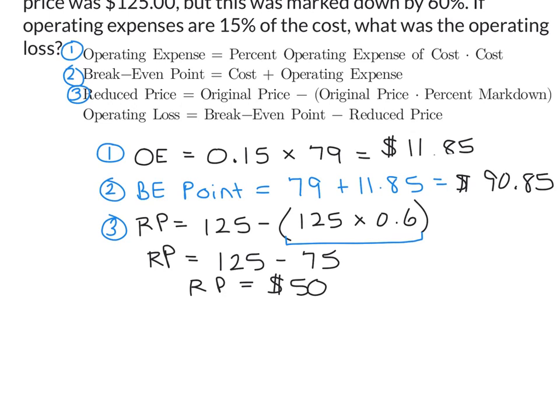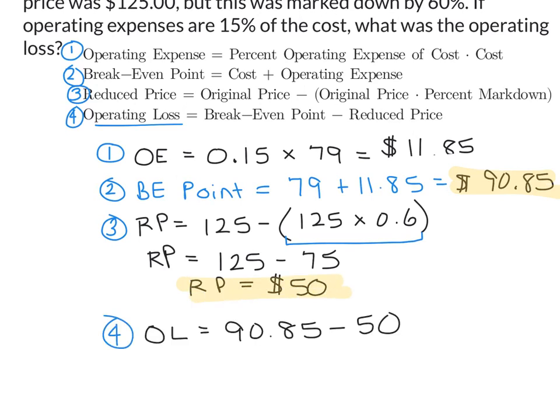Lastly, we'll find the operating loss, and that's what the problem is asking for. The operating loss is found by taking the break-even point and subtracting the reduced price from it. So the break-even point was the value we found in step 2, which was $90.85, and then the reduced price was the value we found in step 3, which was $50. That tells us that the operating loss equals $90.85 minus $50, which is $40.85. So our operating loss and the answer to our problem is $40.85.